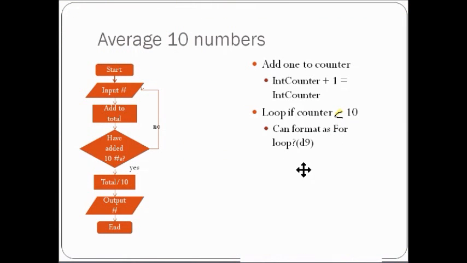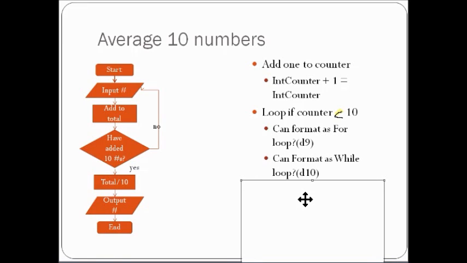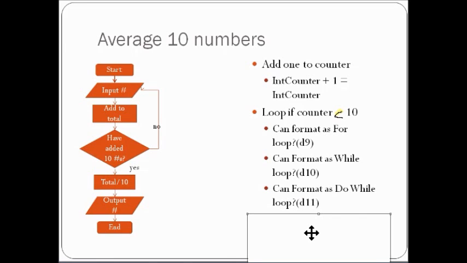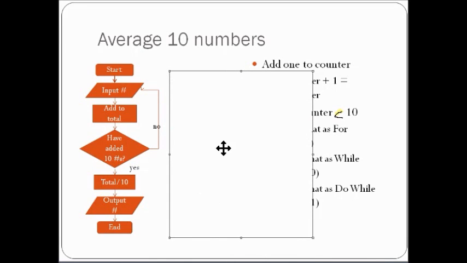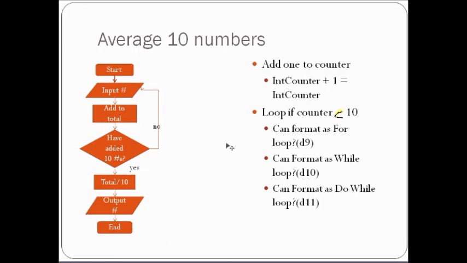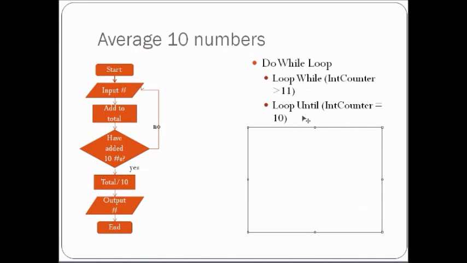So we can see we can loop it as a for loop on page D9. We can format it as a while loop on page D10. Or we can format it as a do while loop on page D11. And you can see this example here is basically a do while loop. Or, you know what? There's also a do until loop. So it doesn't necessarily have to be a while. You can loop while integer counter is less than, or we'll just put less than or equal to 10. So you have two ways of expressing it.